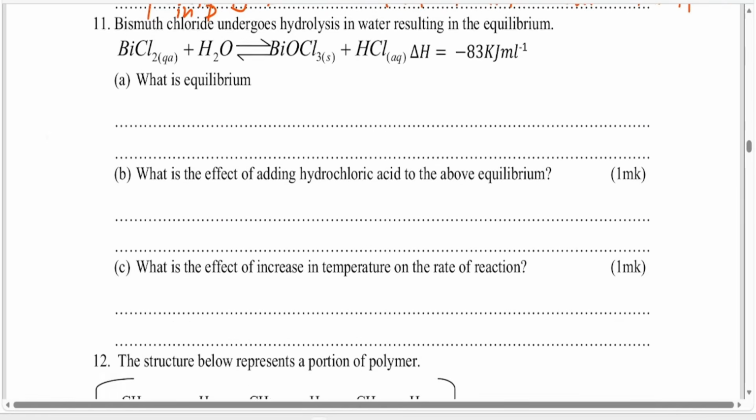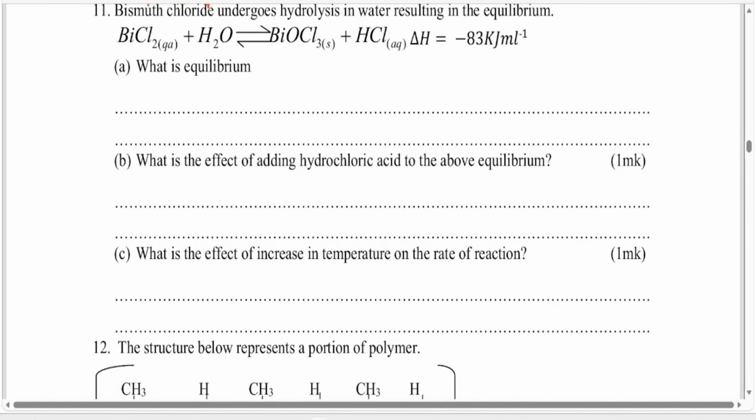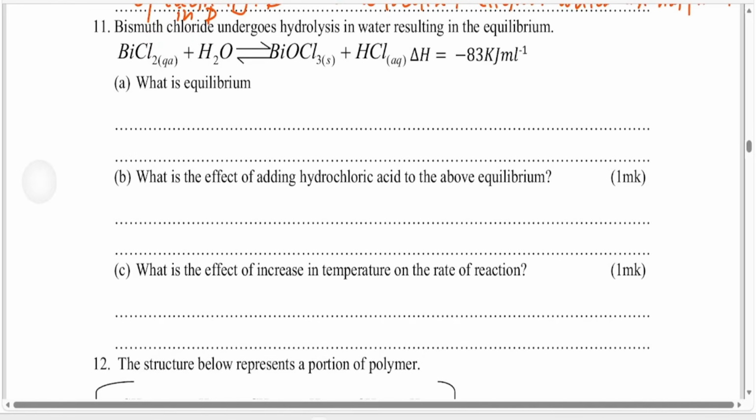Moving to the next question, number 11. Bismuth chloride undergoes electrolysis in water, resulting in the equilibrium. We can see bismuth chloride reacting with water to obtain bismuth hypochlorite and hydrochloric acid with a discharge of negative 83 kilojoules per mole of heat energy.